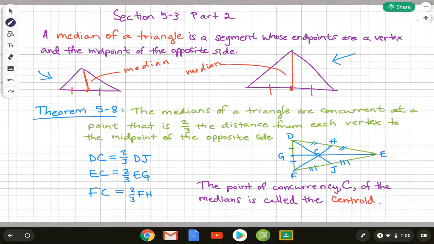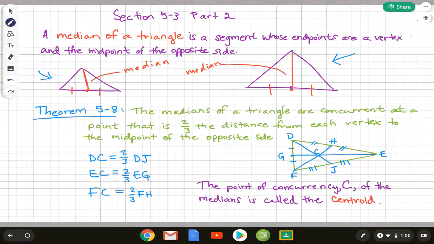So Theorem 5.8 says that the medians of a triangle are concurrent. Remember, that means we found out yesterday that the lines are all intersecting in one point. So the medians of a triangle are concurrent at a point that is 2/3 the distance from each vertex to the midpoint of the opposite side.